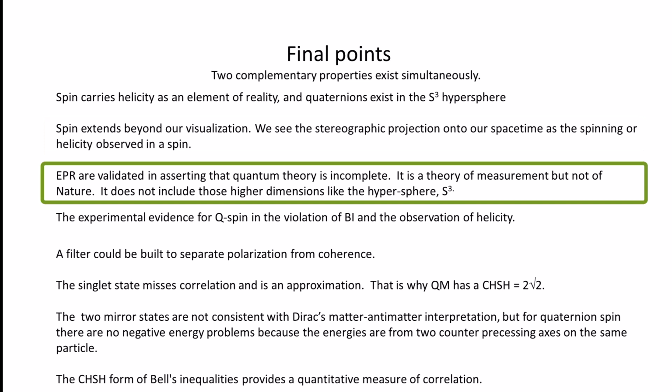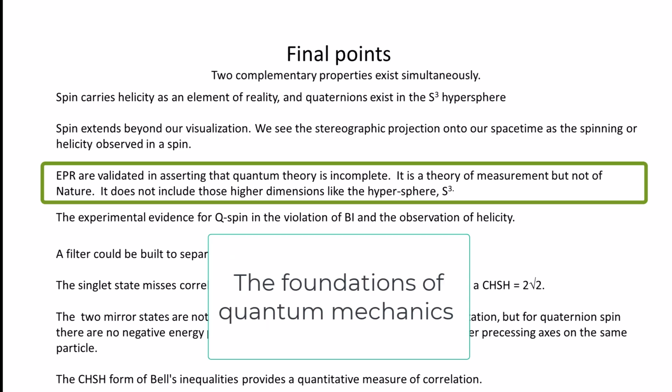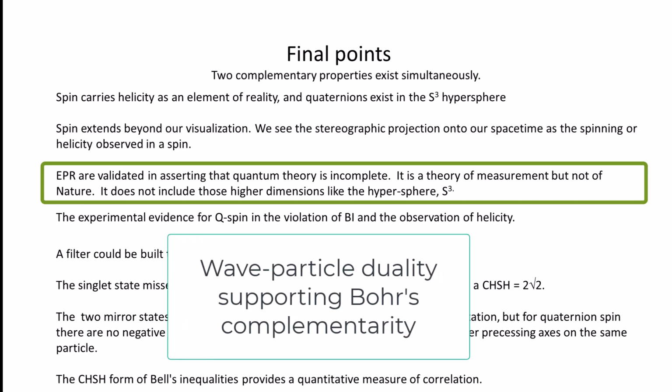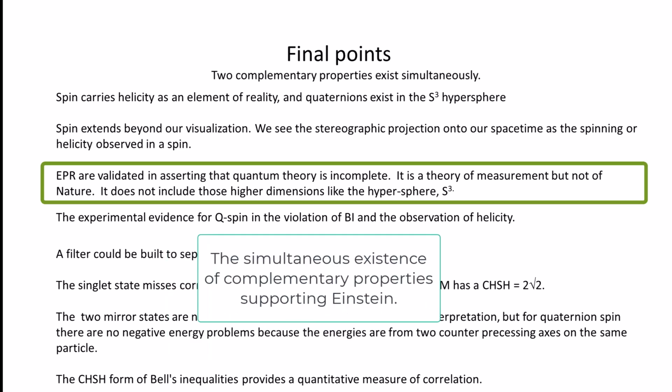EPR are validated in asserting that quantum mechanics is incomplete. It is a theory of measurement, but not of nature. It does not include those higher dimensions like the hypersphere S3. It does not include anti-Hermitian attributes of nature. This gets into the foundations of quantum mechanics, with the wave-particle duality supporting Bohr's complementarity, and the simultaneous existence of both helicity and polarization on the same particle at the same time, supporting Einstein.